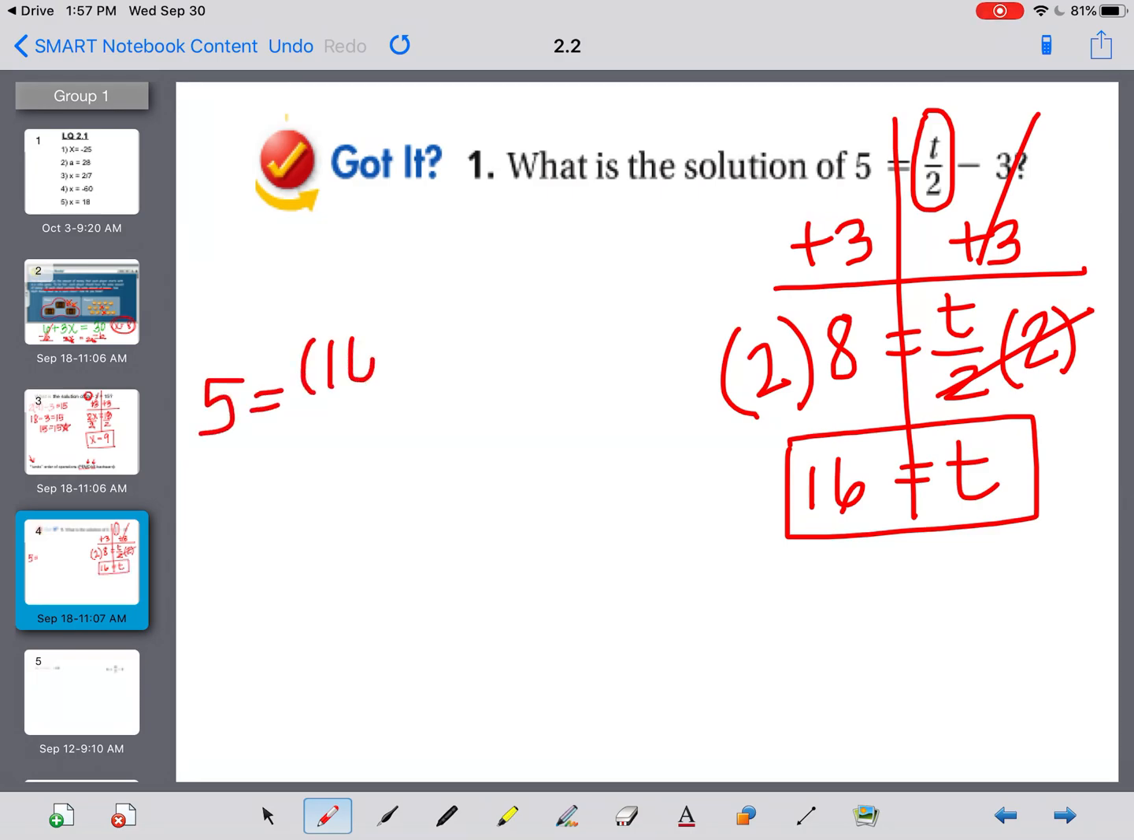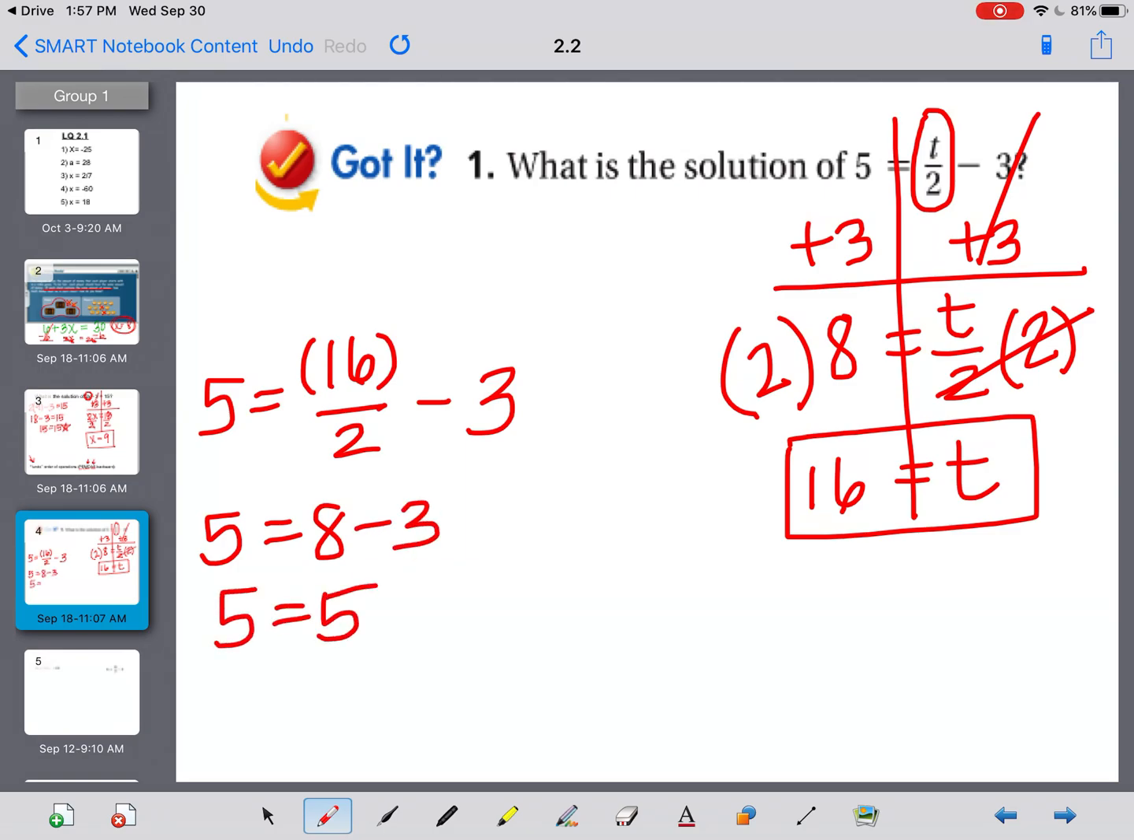Okay, last we're going to check to make sure that that works. 5 is equal to 16 divided by 2 minus 3. Well, 16 divided by 2 is 8, and 8 minus 3 is 5, so we know we got it right.